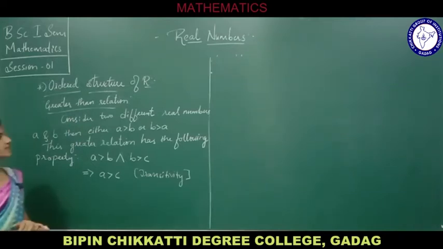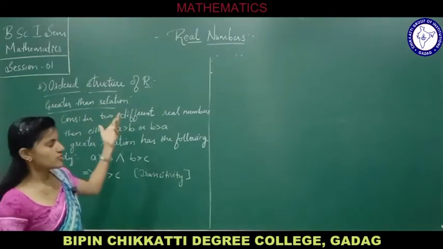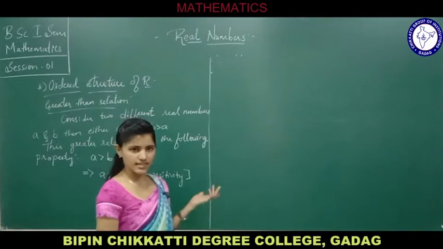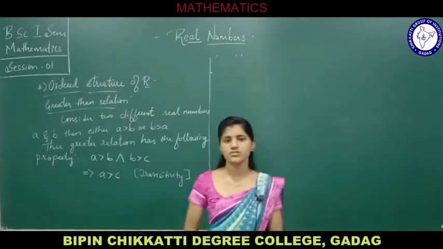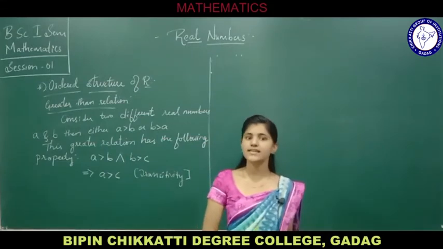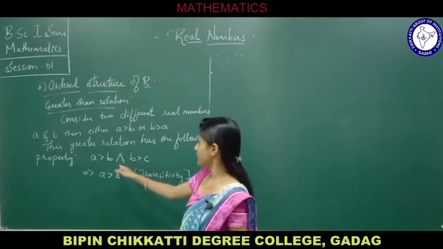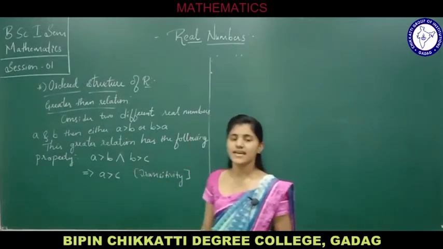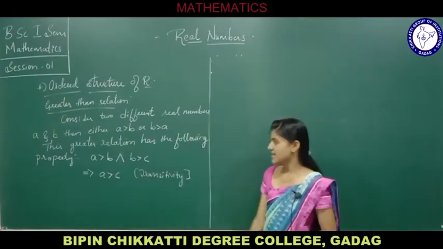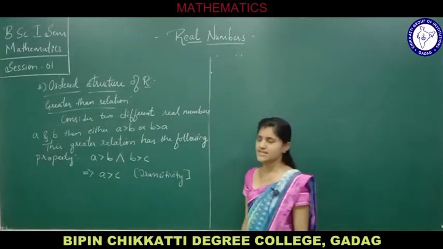We consider two different real numbers, so a is greater than b or b is greater than a. Then this greater relation has the property that if a is greater than b and b is greater than c, it simply means that a is greater than c. That is called transitivity.